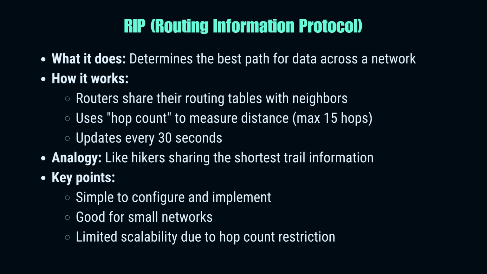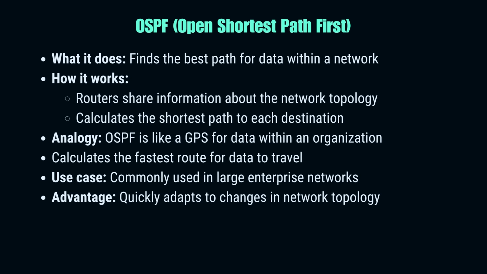However, RIP has a limitation. It can only count up to 15 hops, which makes it suitable for smaller networks but not ideal for larger, more complex networks. Despite its simplicity, RIP is easy to configure and works well for small to medium-sized networks. As networks grow larger, more sophisticated protocols like OSPF are needed to find the best routes.